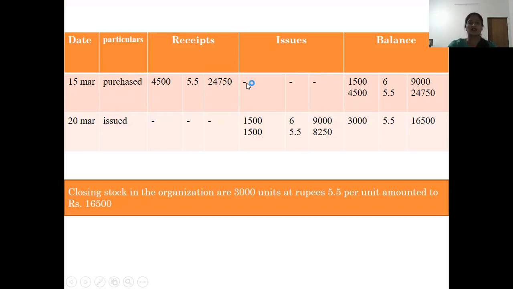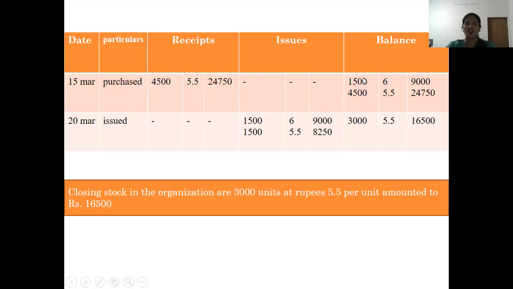on that day, on 15th, we have not made any issues. So what is the balance we have here? Earlier, the first balance with us was 1,500. The same cost per unit is 6, amounting to 9,000 rupees. Now on 15th purchased 4,500 units, so the balance is 4,500.